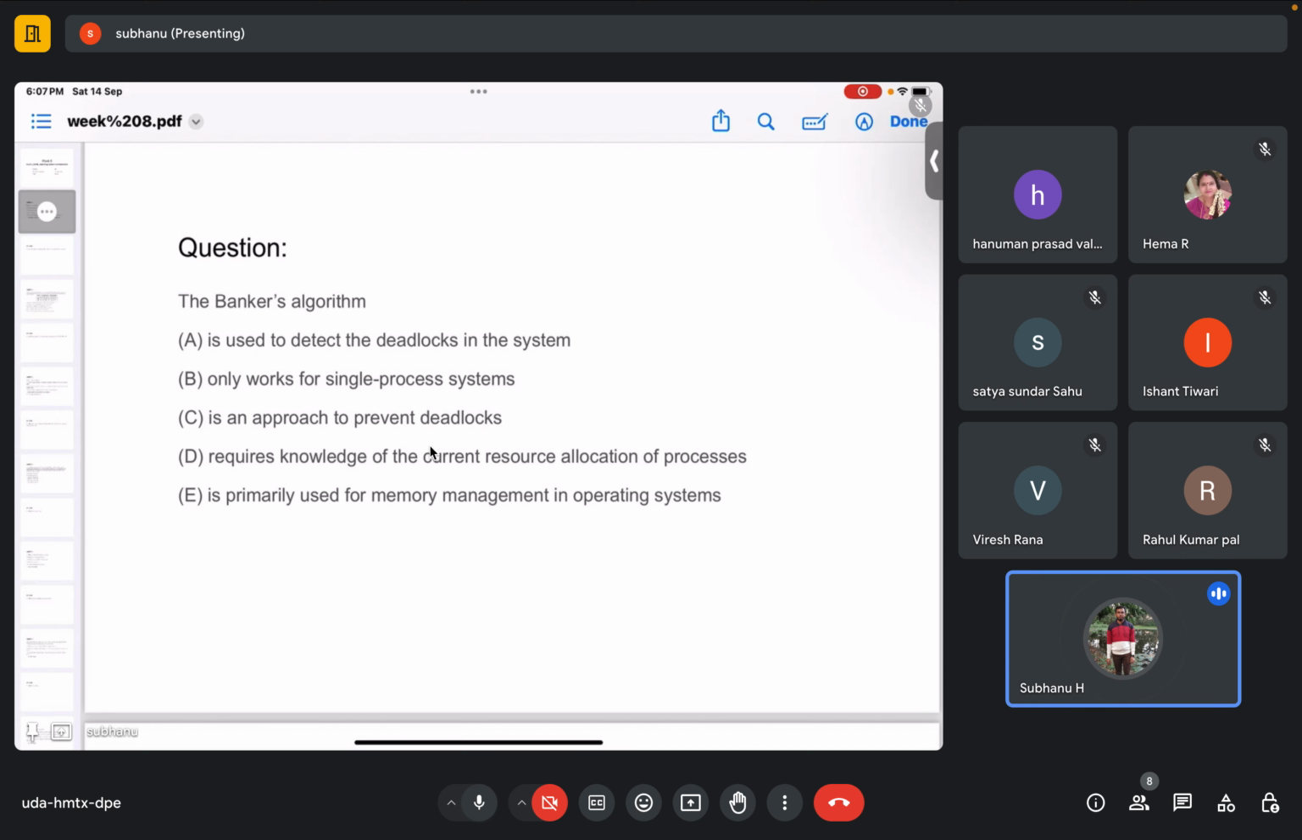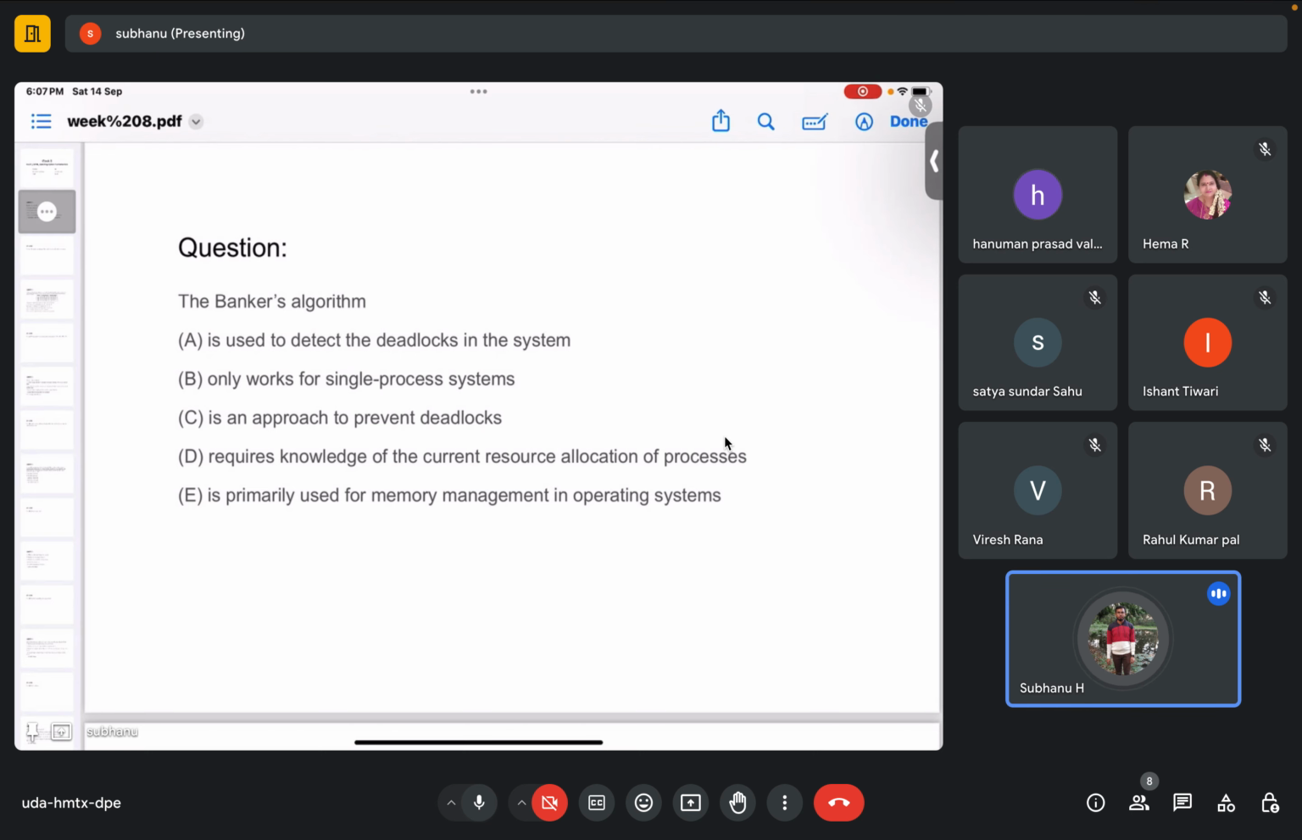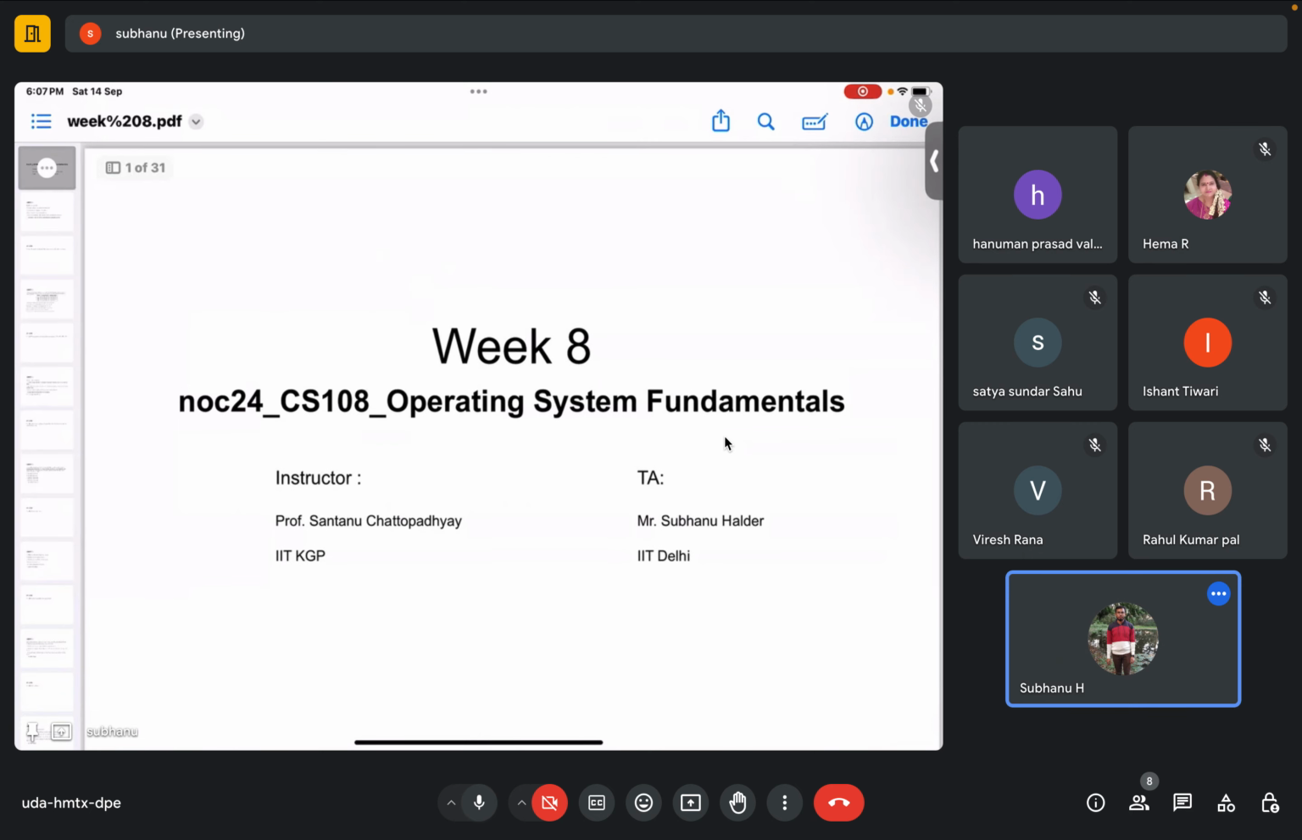From the tutorial on the NPTEL website, you have already seen this algorithm, which is called the banker's algorithm. So you can try to solve the question. I will definitely try from my side also to make you understand how these processes are going.